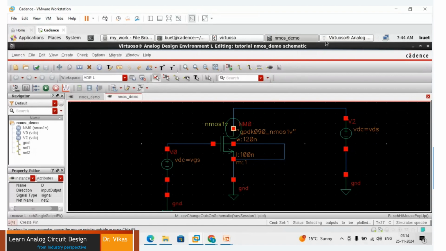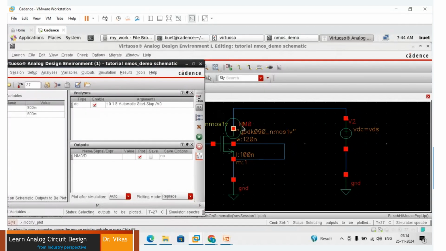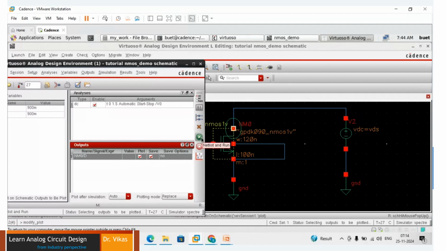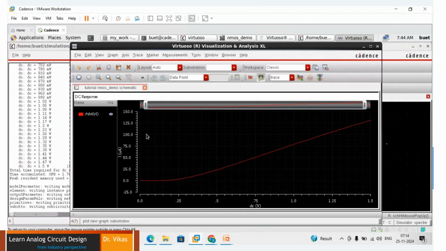And then again, I go back to my ADE window. You can see NM0/D. What is NM0? NM0 is basically the instance name of my MOSFET. MOSFET by default, its name has been taken as NM0. And D indicates that particular terminal that I have chosen. I'll say plot and save. Let's see, hopefully everything goes good, it should give me a graph. And I click on this run option, it runs. There you go. So this has given a graph.